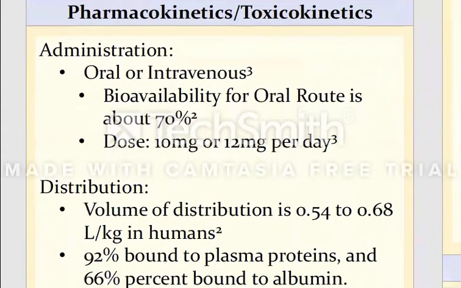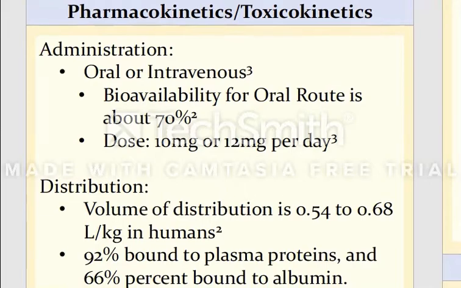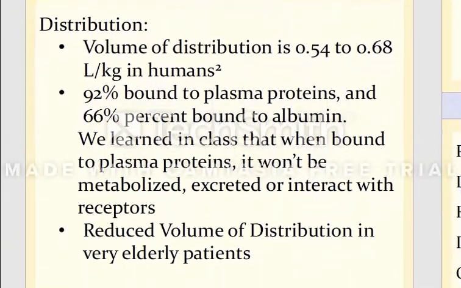So moving on to the pharmacokinetics and the toxicokinetics, like I mentioned earlier, oral administration is one way in which it's administered, but there's also intravenous administration. For oral administration, the bioavailability is around 70%. The dose per day is either 10 milligrams or 12 milligrams. The volume of distribution is going to range from 0.54 to 0.68 liters per kilogram in humans.